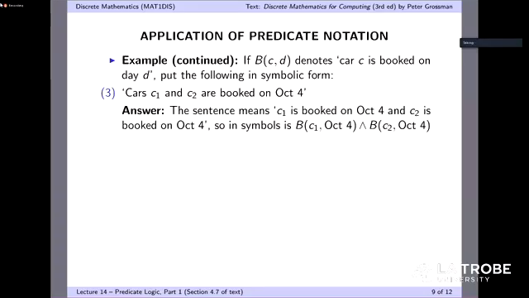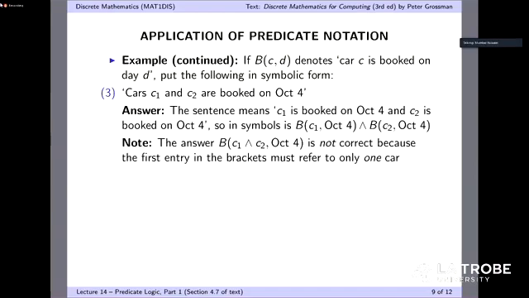So one way here is you only write this because you are given C1 and C2, so you write it down. But suppose you are not given C1 and C2. Suppose you are given that there are two cars. Two different cars are booked on the same day. Then you have to declare those cars. You would have to say that Fiesta and Corolla, for instance, are booked on October 4.